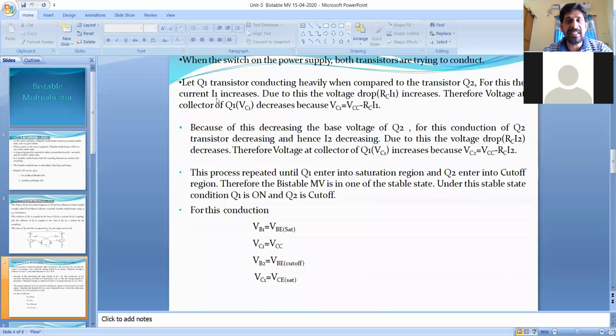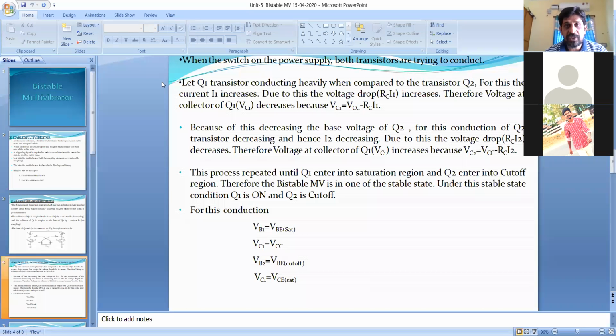As I1 goes on increasing, VC1 decreases, because of the decreasing base voltage of Q2. Why? Because the collector voltage VC1 is nothing but the base voltage of Q2. Therefore, the conduction of the transistor goes on decreasing, and hence the current I2 decreases. Due to this, the voltage across Q2, what happens? It increases. Why? Because I1 increases. Why? Because VC2 is equal to VCC minus the voltage drop across RC2.